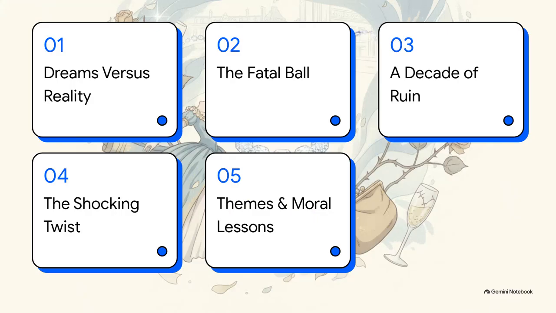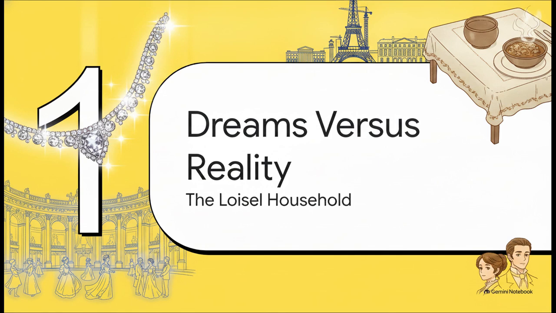So here's our roadmap for today. 1. Dreams versus reality. 2. The fatal ball. 3. A decade of ruin. 4. The shocking twist. And 5. Themes and moral lessons. All right, starting with Section 1, Dreams versus Reality, the Loisel household in 1880 Paris.